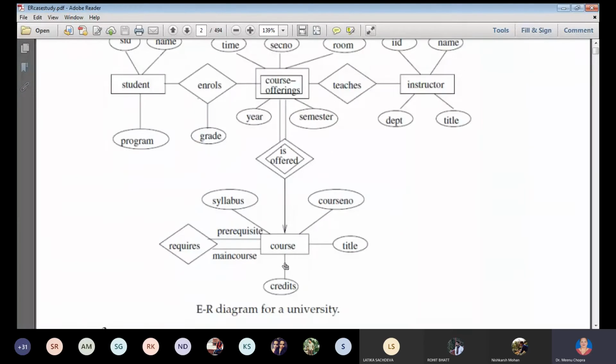Similarly, see here, the course has a credit, and course also has a relationship, that is, a prerequisite required for the main course. Any course that is required as a prerequisite course, that is called a relationship, and that has a strong relationship, or you can say strong participation of a course. So this is a weak relationship course, and it has various attributes. So in this way, you can design your ER diagram for a case study. Any query for this one? Any query?